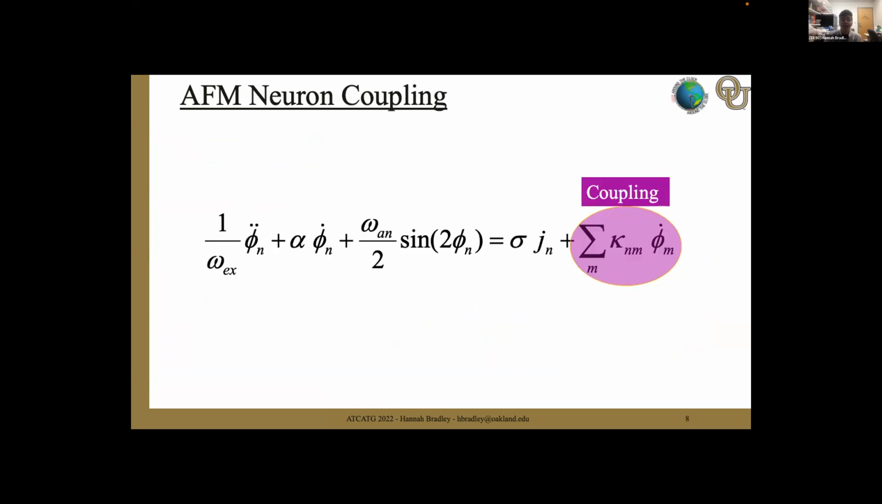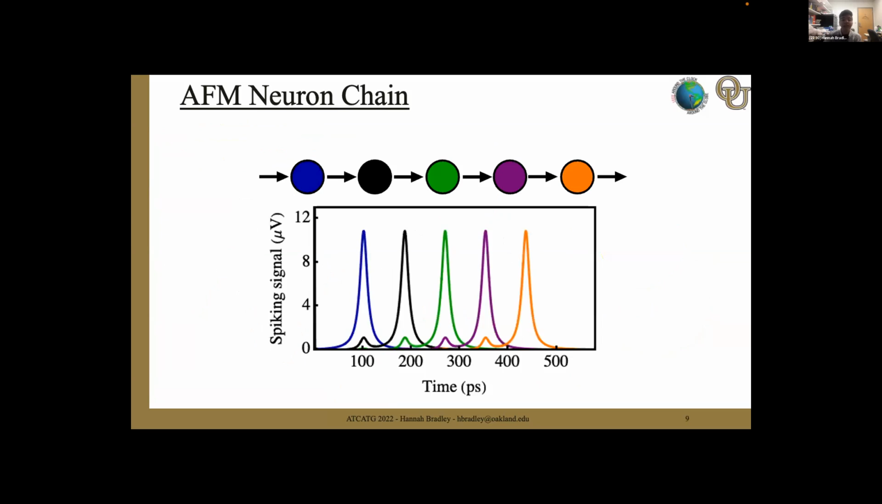We can connect AFM neurons together so that they can be set off by one another. In our simulations, we use an arbitrary coupling matrix to determine the strength of coupling between the neurons. Linking up multiple of these AFM neurons in a chain allows the output of one neuron to act as the input for the next. So an output spike can travel like a wave through the chain.